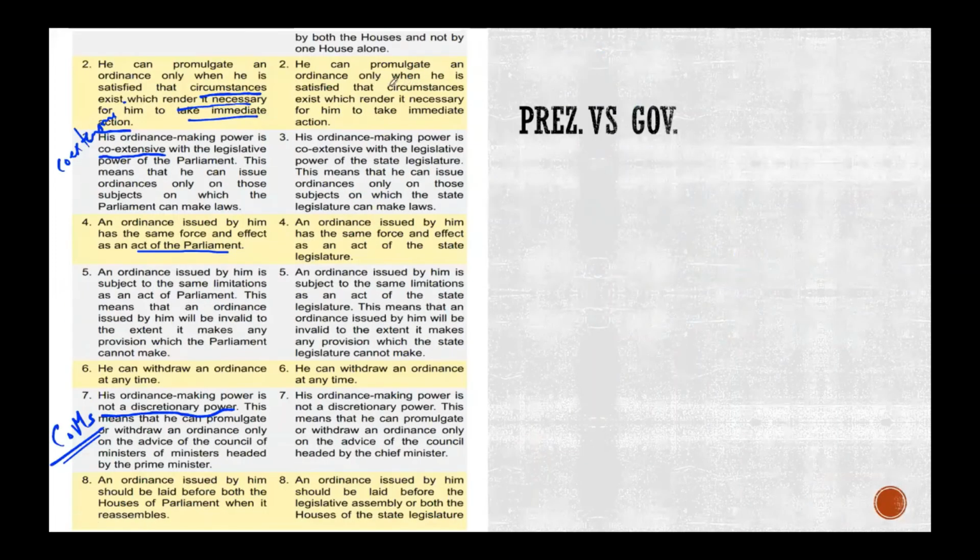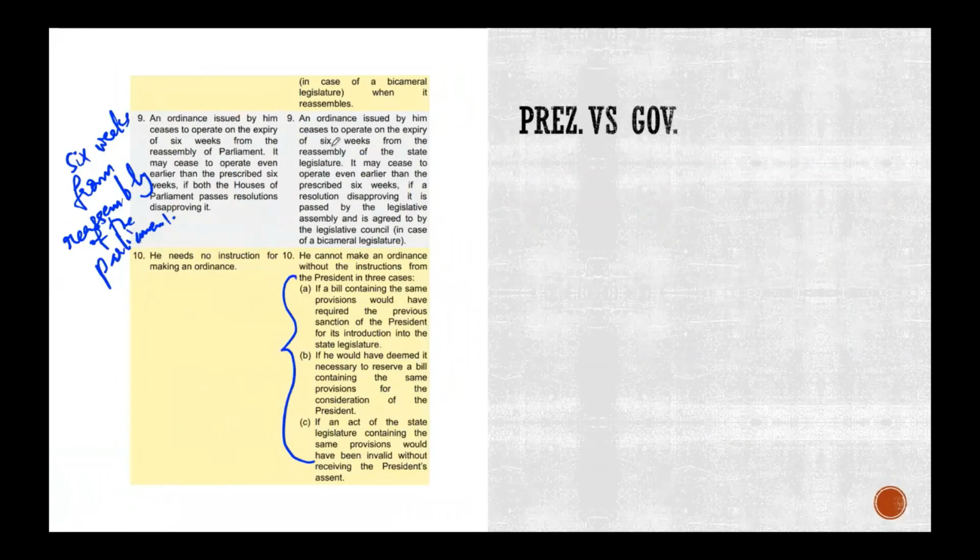Exact same. He can promulgate an ordinance only when he is satisfied that the circumstances make it necessary to take immediate action, and it is coextensive with the power of the state legislature. And then he can withdraw it at any time, and it is not a discretionary power. It has to be the Council of Ministers. And then an ordinance, exact same, 6 weeks. Now, what is the other 20%?